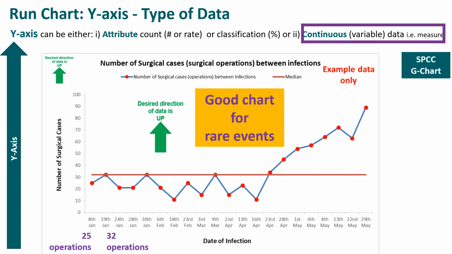With this type of chart, it can be quite difficult at times to find the actual number of operations or the number of interventions that have occurred between an incident. So for example, finding from the 8th of January to the 19th of January, finding out actually how many operations have occurred since those two patients had an infection can be quite tricky.